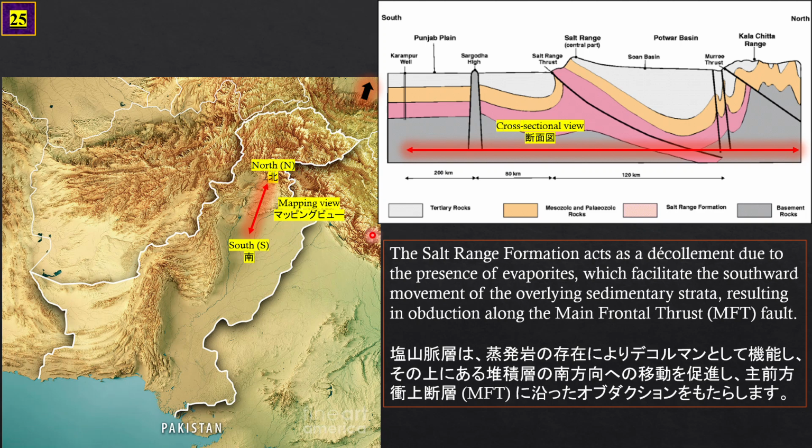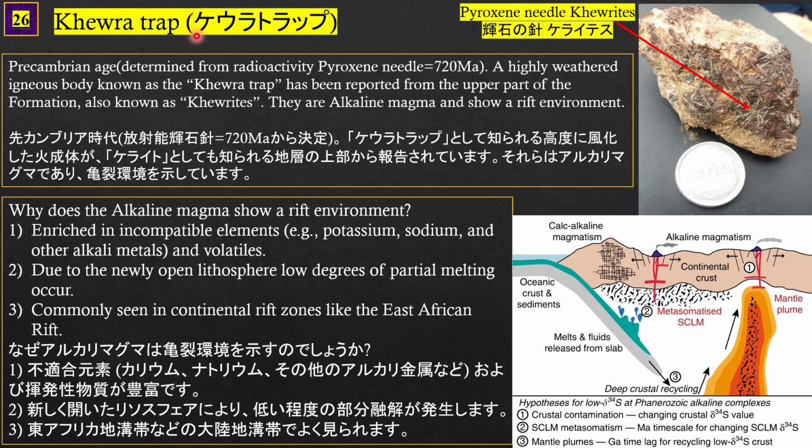Whenever you see the cross section, they give the decollement to the sedimentary package of the Paleozoic to Mesozoic. The evaporite gives the decollement to the sedimentary package which overlies it. In the Salt Range formation, rhyolites are present. These rhyolites give information about the Salt Range formation, that it is 720 million years old.